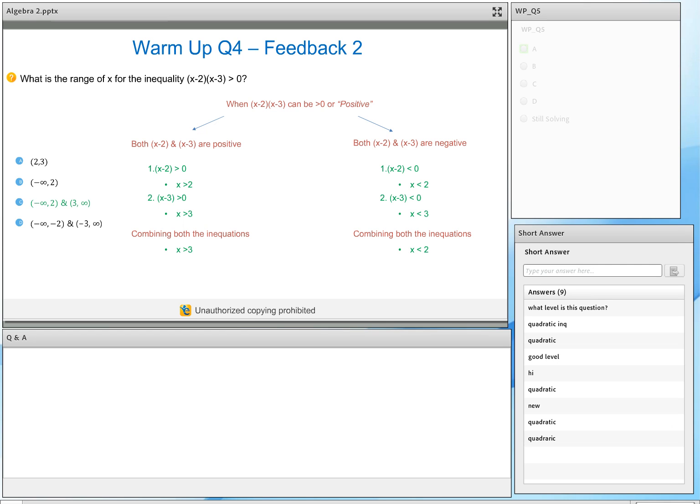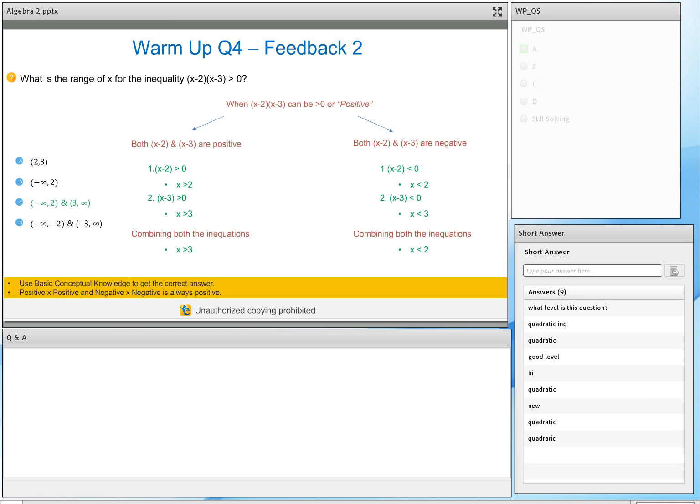Now, when you combine these two together, you get the range of x for this inequality, and that is in choice C. Now, minus infinity to 2, that's the set that tells you that x is less than 2. 3 to infinity, that's the set that corresponds to x is greater than 3. Okay? So that's the correct answer over here, choice C.